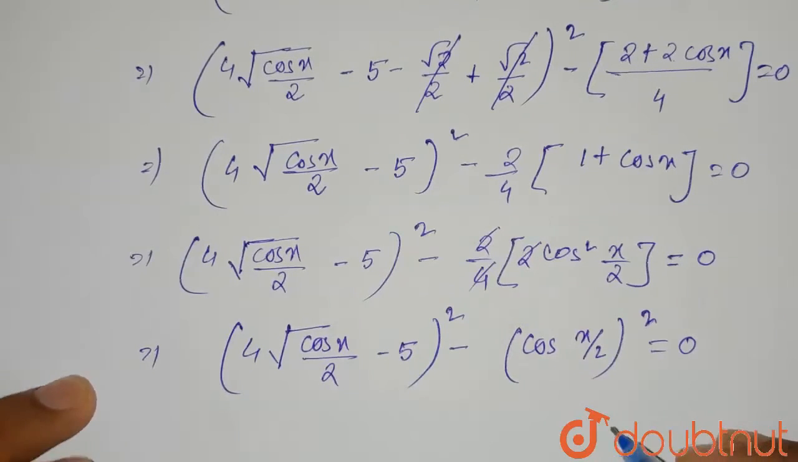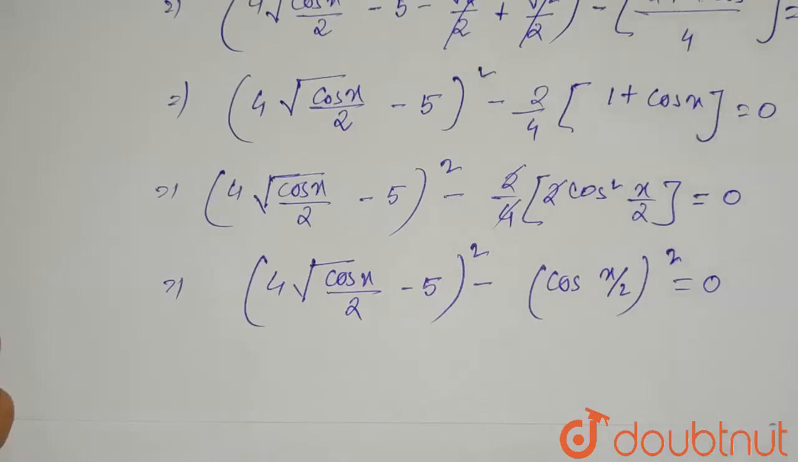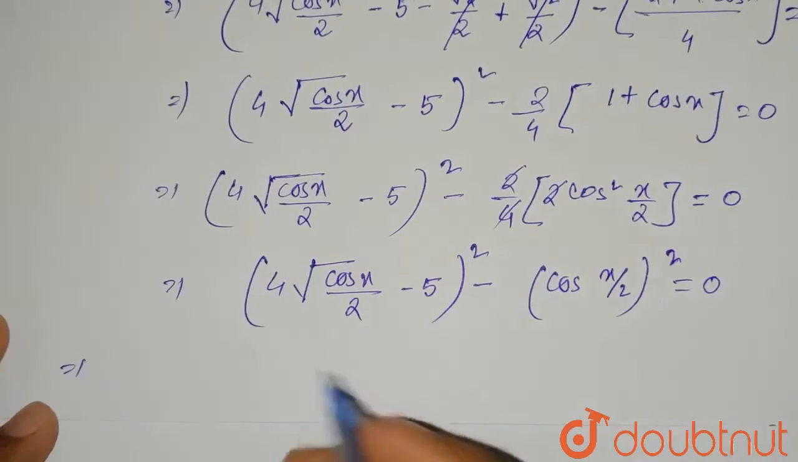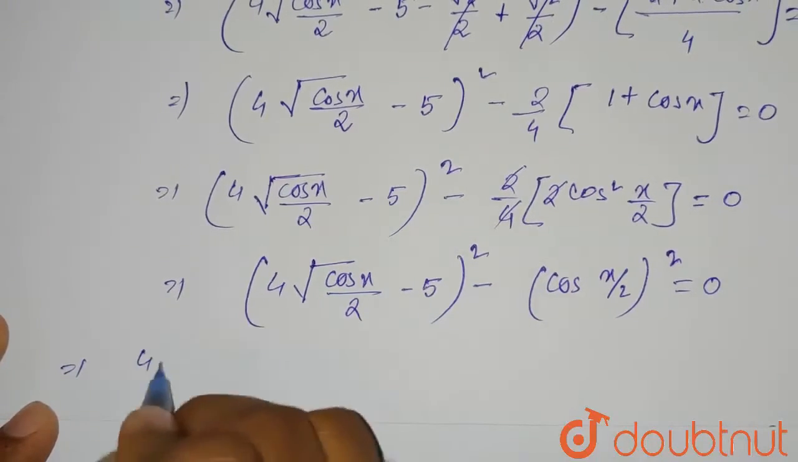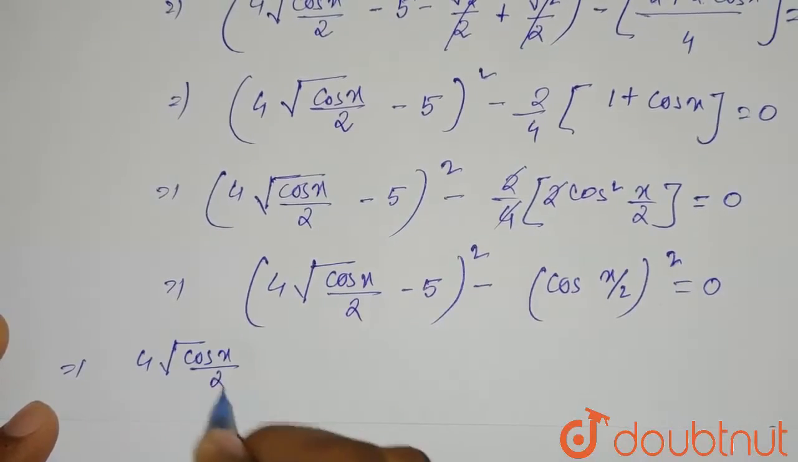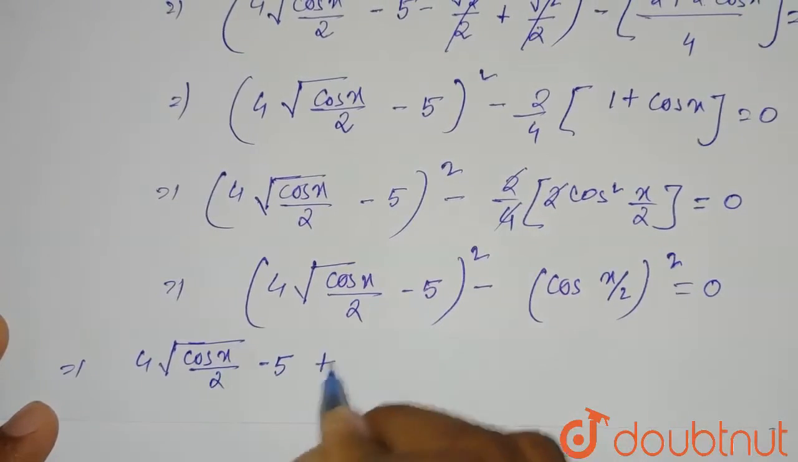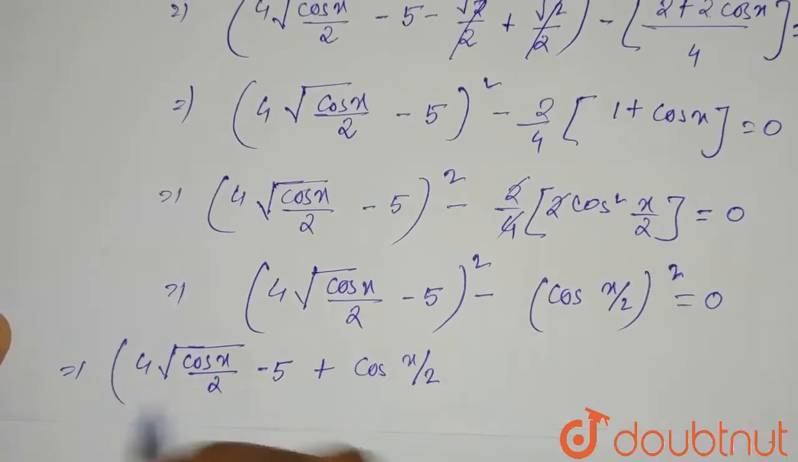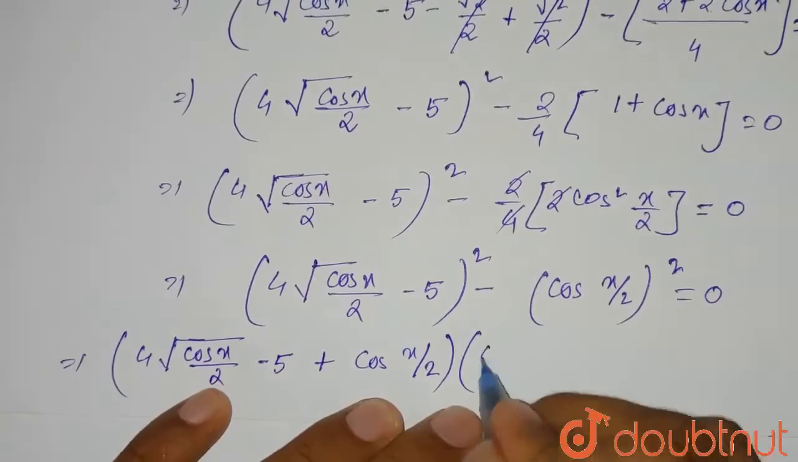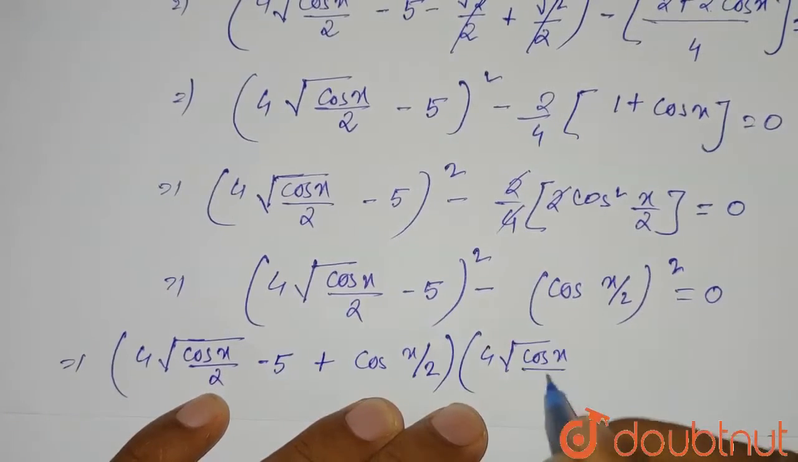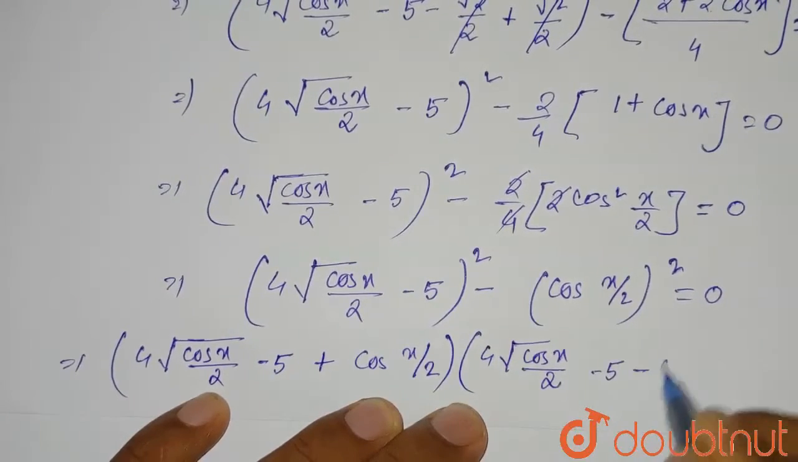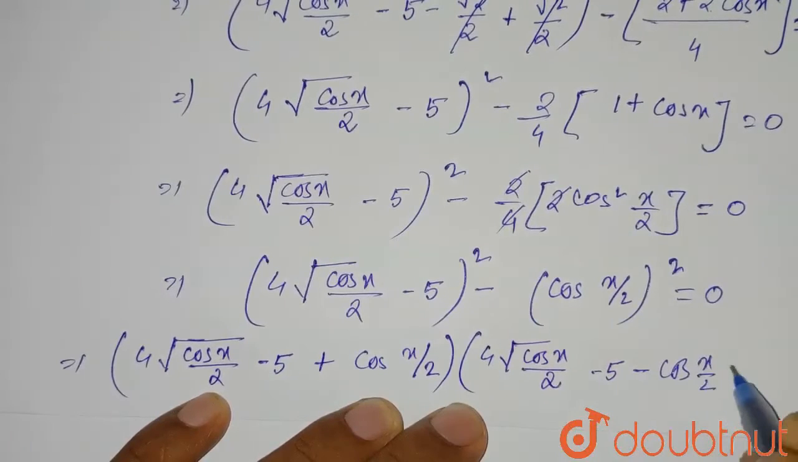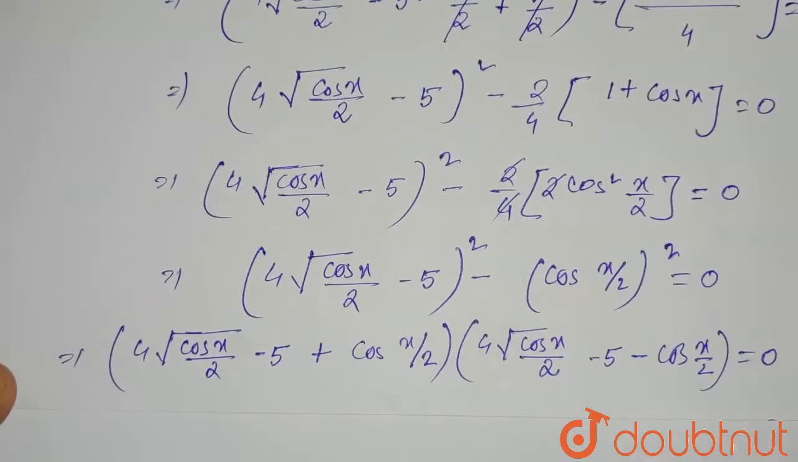So similarly we can change the values. If we apply the formula a plus b into a minus b, it will be a plus b, that means 4 root under cos of x divided by 2 minus 5, which is a, plus b, that means cos of x divided by 2. a plus b into a minus b, that means 4 root cos of x by 2 minus 5 minus cos of x divided by 2, equals to 0. So this will be the final equation.